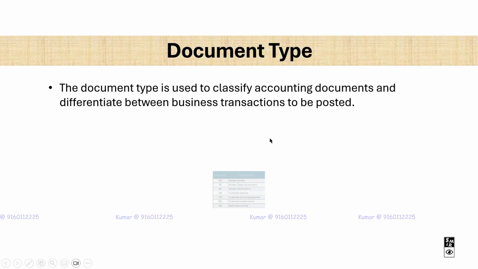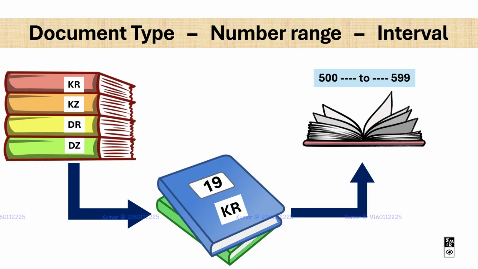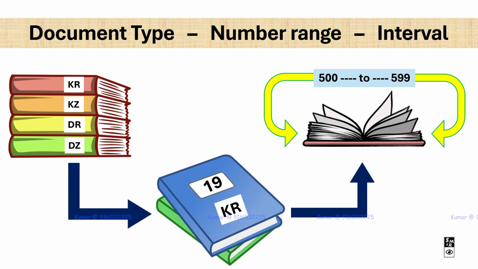So yesterday we have seen what the document type and the number range are. I think you have understood this. Document type is assigned to number range, and number range is assigned to number range interval. Every document type will have one number range, and to that number range we are going to assign the number range intervals.